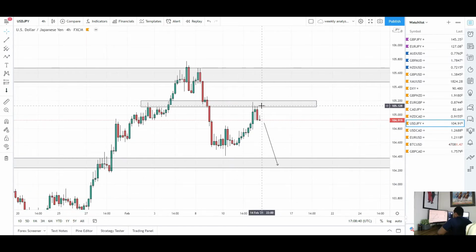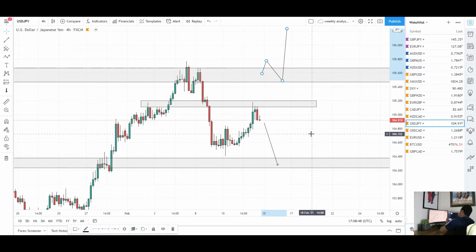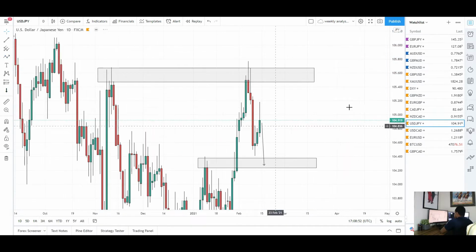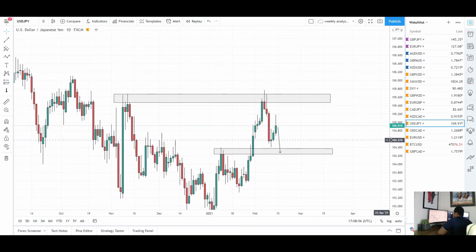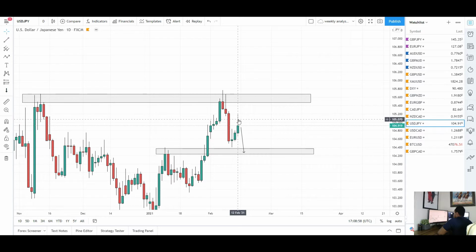If you get back above this area, we'll probably be expecting price to come back into this resistance here. At that point, we could easily be seeing an actual breakout and seeing USD JPY turn into a bullish trend on the higher time frames like the daily, and we actually could be seeing a bigger trend to the upside for this pair. But right now it looks like price had a really nice push to the upside.